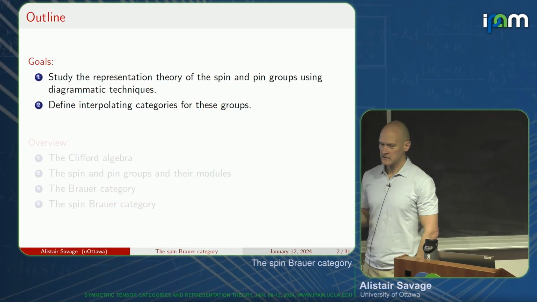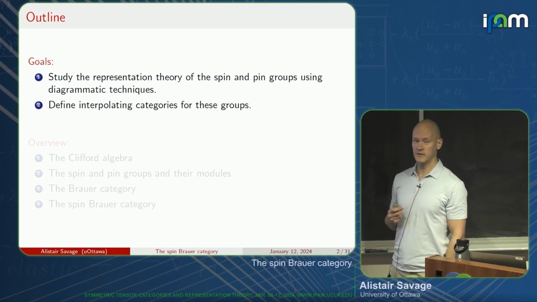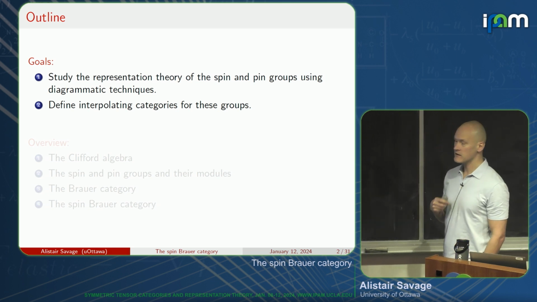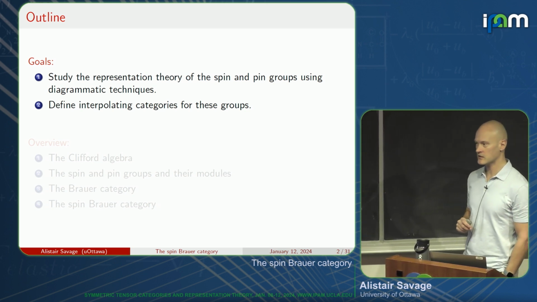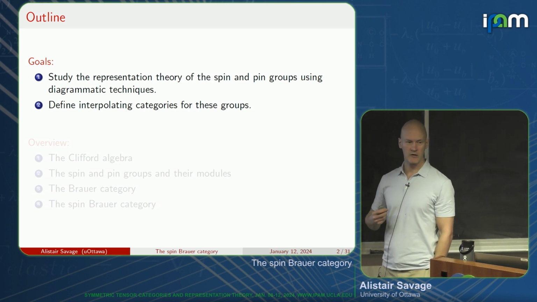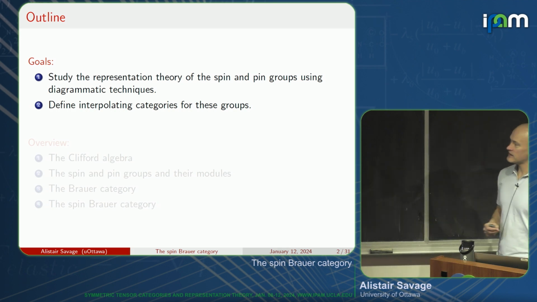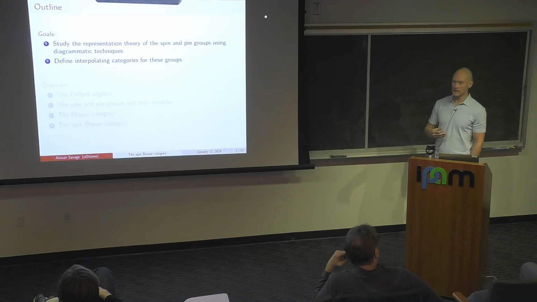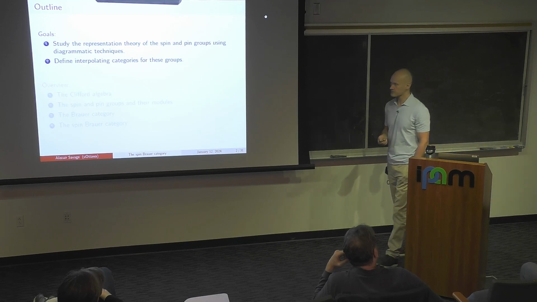Really the goal is I want to study the representation theory of the spin group and the pin group using diagrammatic techniques. We saw some of these diagrammatic techniques in John's talk before lunch, techniques like Brauer algebras, oriented Brauer algebras, but for spin and pin groups. And then one thing you can do with this is define interpolating categories for these groups. So I also want to do that for the spin and pin groups.